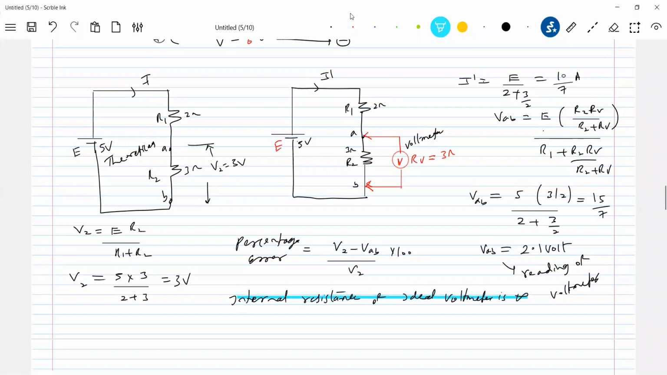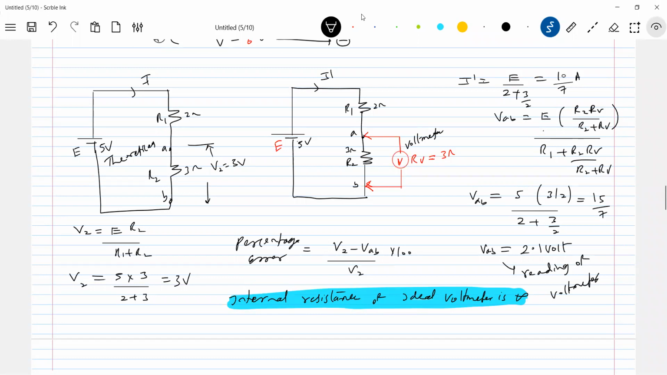Okay, fine. But usually, practically we don't get that ideal. So practically, what should I do to minimize error? What is the best practice? The internal resistance of the voltmeter should be 10 times the resistance of the points across which you are connecting. So where am I connecting? Across points AB. What is the resistance across these two points? 3 ohm. So what should the resistance of the voltmeter have been? If it were 30 ohm, it's fine. Practically, the error is acceptable.